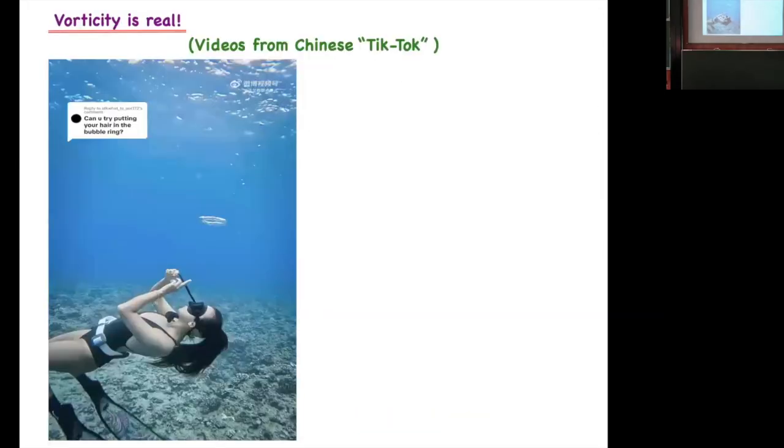Now, I have a first movie here, because we have to have an idea of what vorticity is. Because I visit China often, this is taken from the Chinese version. I put TikTok in Chinese; they don't know what it means. It has a wing sound.